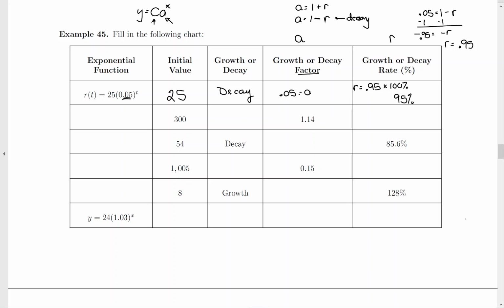All right. So for question number 2, they don't give me the equation, but they give me information about it. So they do give me the initial value, so I'm just going to call it y equals 300. Then I need the A to the x. Well, in this problem, the column A is the factor, so I'm going to put that in, 1.14. Remember, our factor is what we're multiplying by. Because this number is bigger than 1, this is a growth problem.